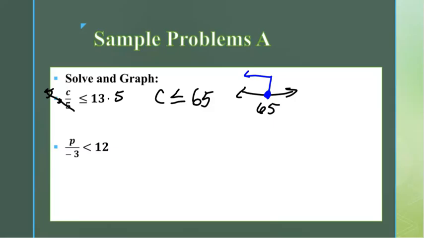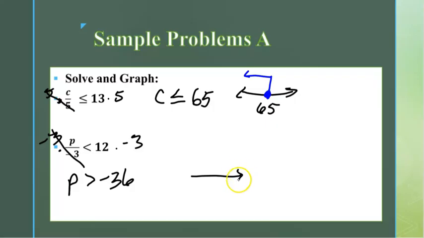Next, I have P divided by negative 3 is less than 12. The opposite of dividing by negative 3 is multiplying by negative 3. So I do that on this side, that divides out, and I'm left with P is still, I'm going to wait for the symbol yet. Since I'm multiplying this side by a negative 3, I multiply the other side by a negative 3. Now I flip the symbol, so now it's greater than 12 times negative 3, which is negative 36.